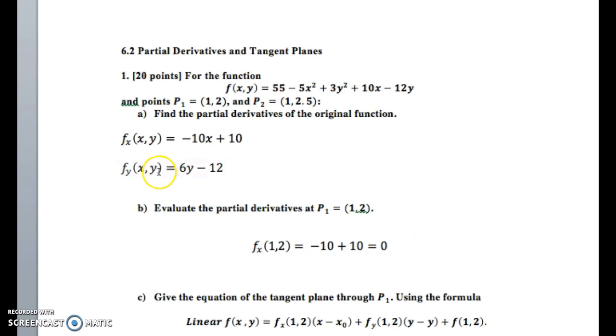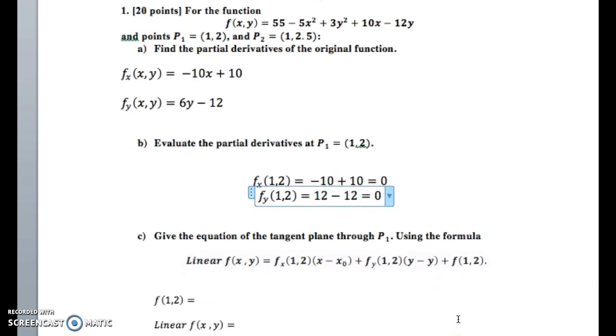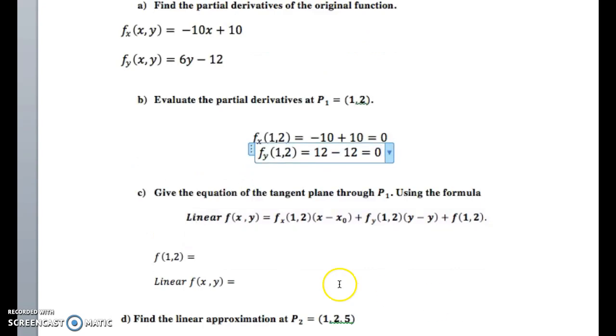You can do something similar and figure out what f sub y is at that point. So the derivative in the y direction is 6y minus 12. X is 1, but it doesn't show up in the formula, so we don't care about that. Y is 2, so we're going to get 12 minus 12, which is 0 again. That is going to greatly simplify our formula later on.